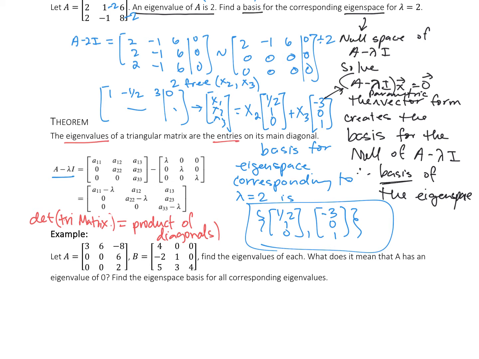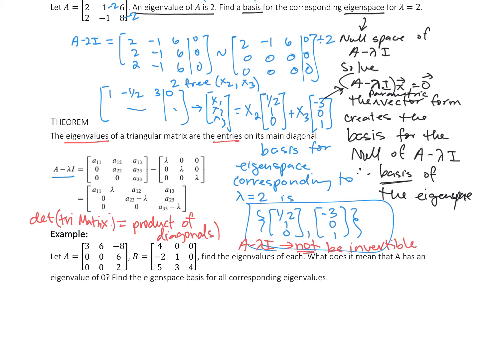And the reason for that is, in order for us to not have a trivial solution here, A minus lambda I needs to not be invertible. And for it to not be invertible, one way to talk about that is to say that the determinant is equal to 0.